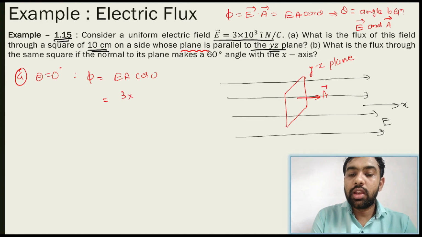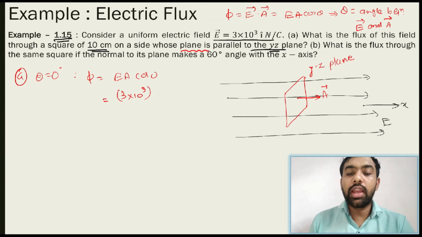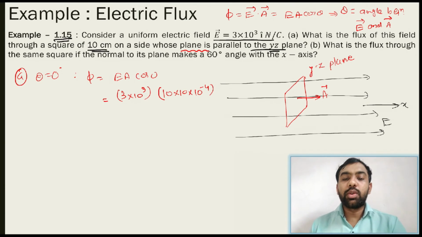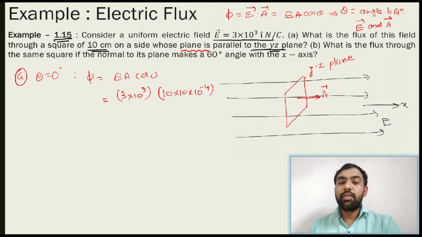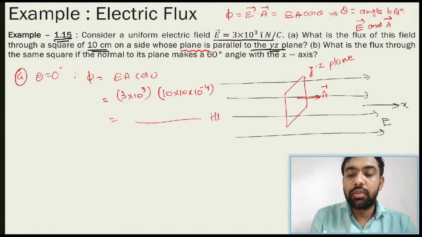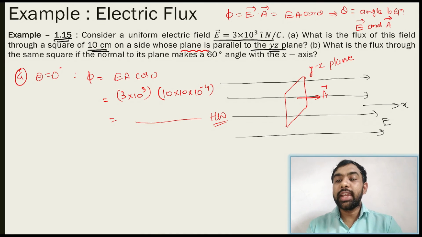What is E? 3 into 10 raised to 3. What is A? The side is 10 centimeters, so 10 into 10 into 10 raised to minus 4, because we convert centimeter into meter. Then you calculate this answer by yourself. It's homework. Okay. Second problem.